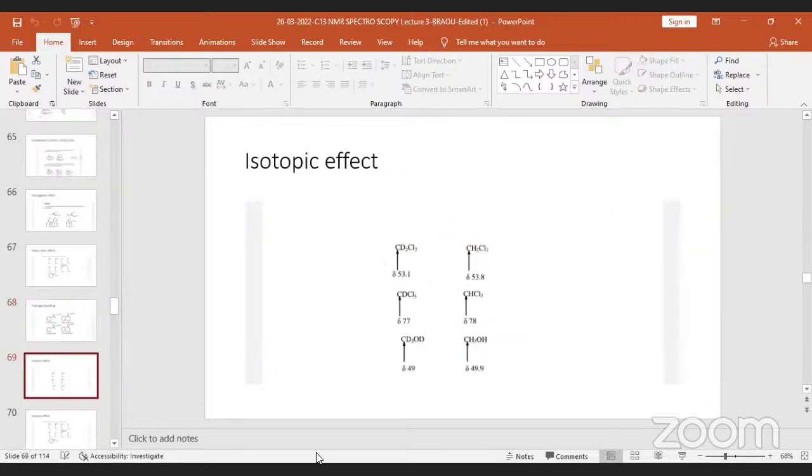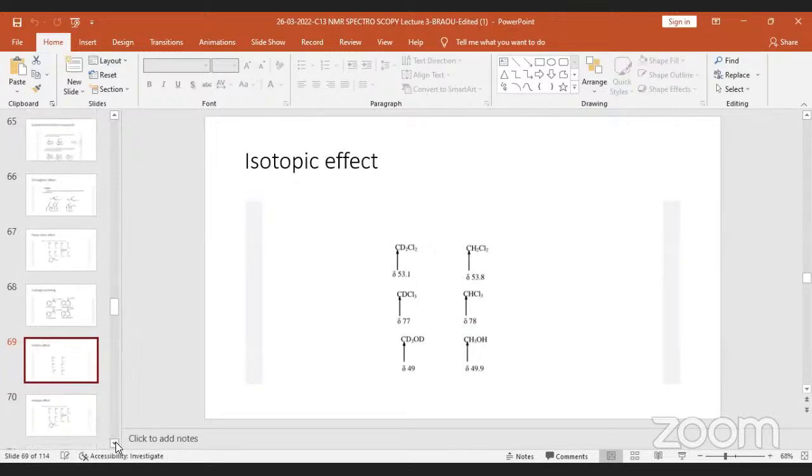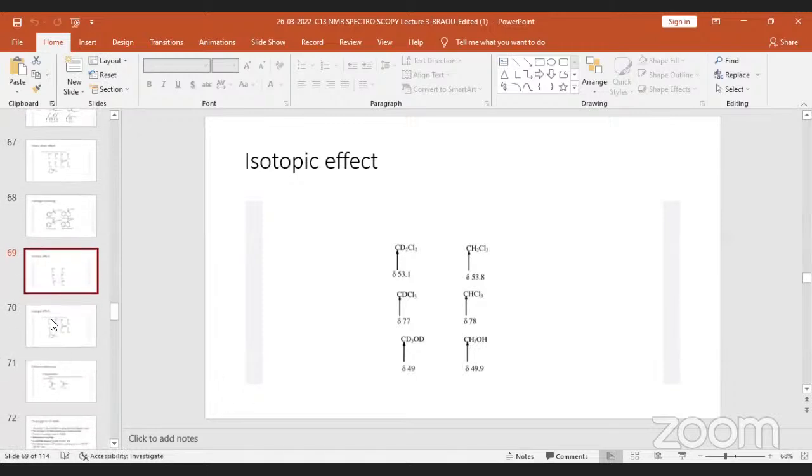Okay. And next, isotopic effect also, though it is very small, it is also observed in the case of deuterium substitution. When hydrogen is substituted, and if you compare CD2Cl2 and CH2Cl2, the isotopic effect, the deuterium effect, an upfield shift will be observed with deuterium substitution. This is mainly helpful in analyzing the spectra of deuterated samples.